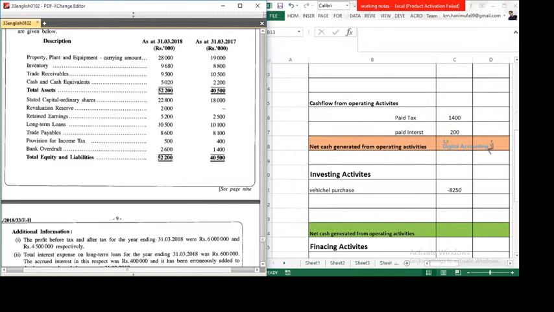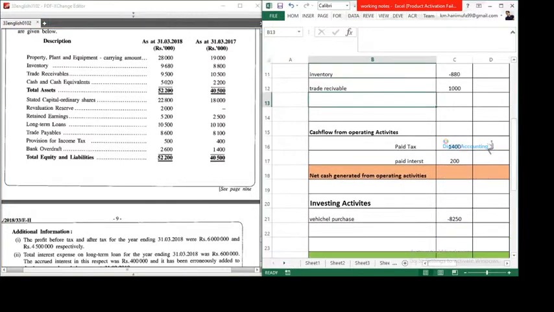We can use this in the operating activities. Trade payable, how much? The trade payable increased by 500. If it is a current liability and it increases, you need to increase it. That's a positive relationship. But if it is an asset and it increases, you need to deduct. That's an inverse relationship. So here, this trade payable is a current liability, so this liability increase is added, 500.